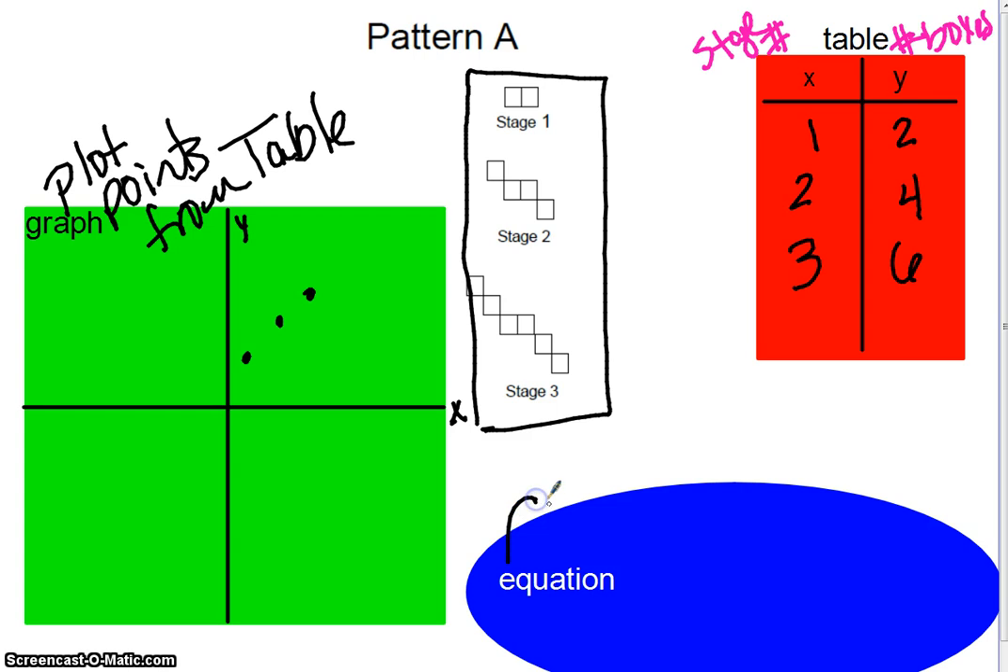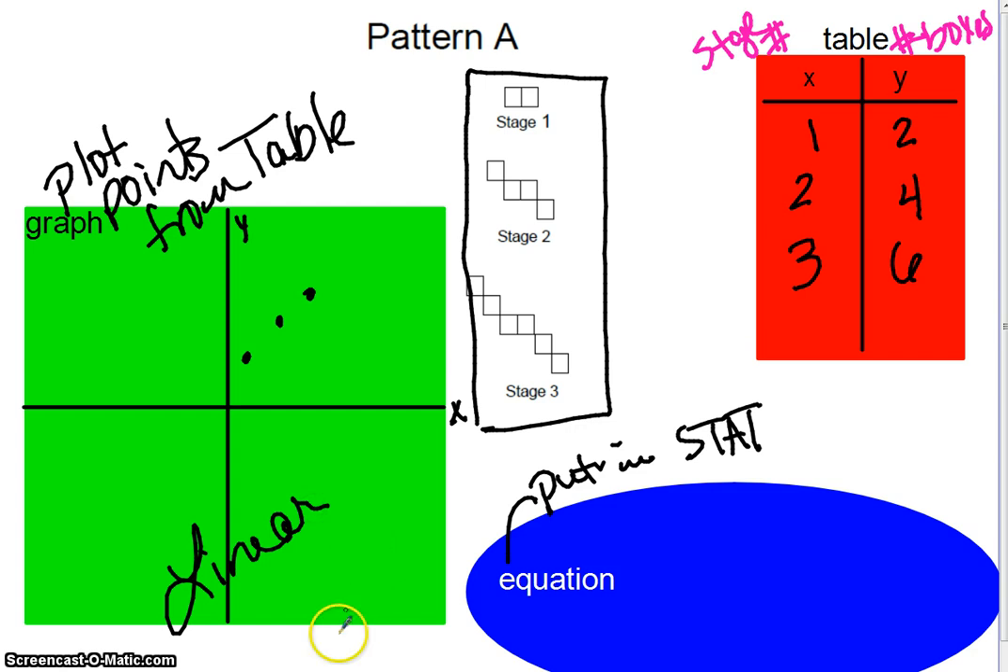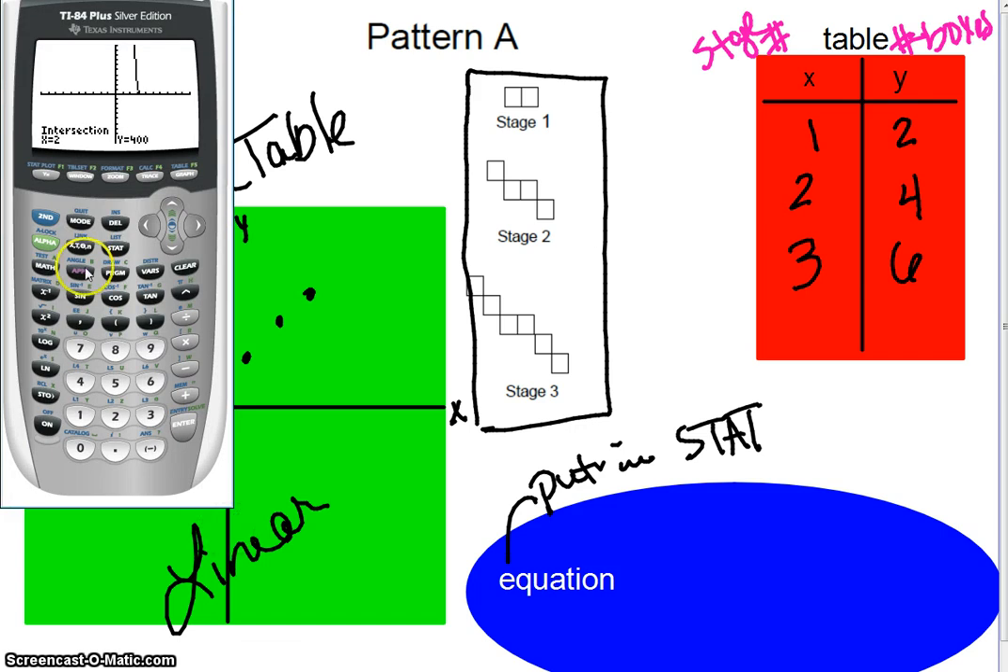The way you're going to do that is you're going to put your points in Stat. Now I can tell by looking at this that it's probably linear, okay? Which means I'm going to use Stat Calc 4. If I wasn't sure, I could always use Stat Calc 5. Let's go to Stat, edit, and put our points in. My X is my L1, so I've got 1, 2, 3. My Y is my L2, and so I have 2, 4, 6.